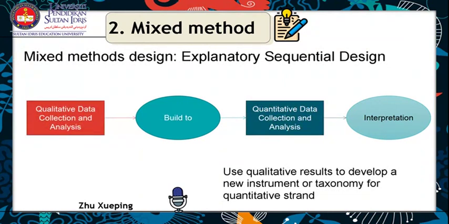And the third one is explanatory sequential design. First, there is an unknown research object. After completing the qualitative research, the quantitative research is used to supplement the result of the qualitative research.